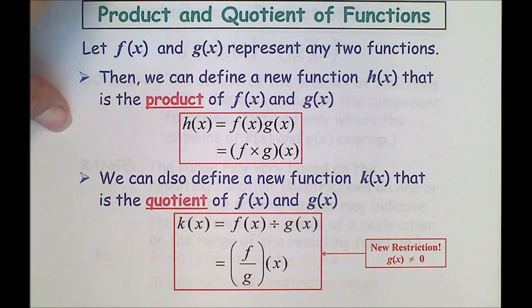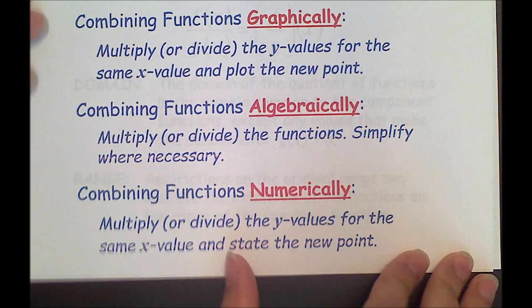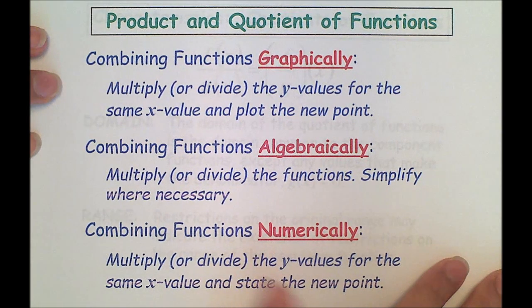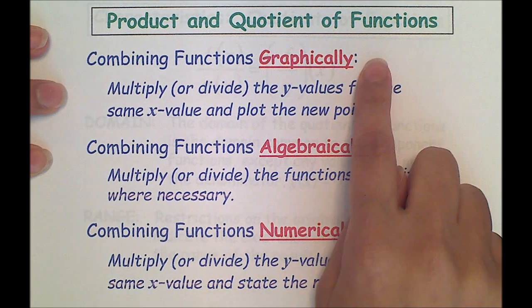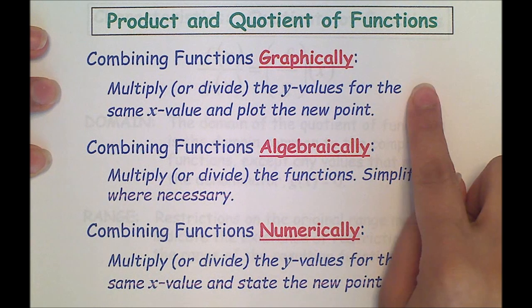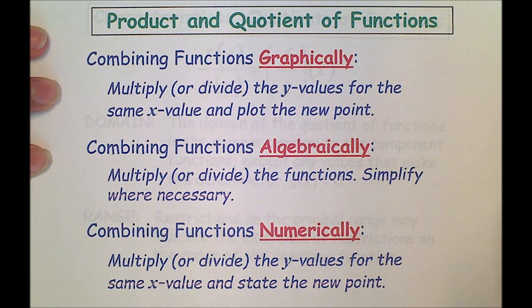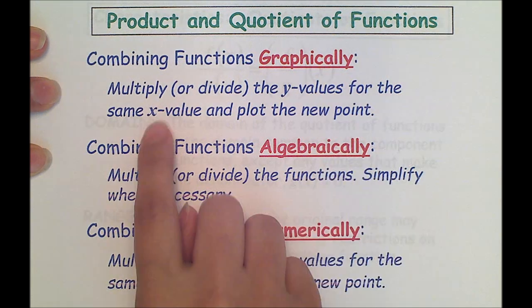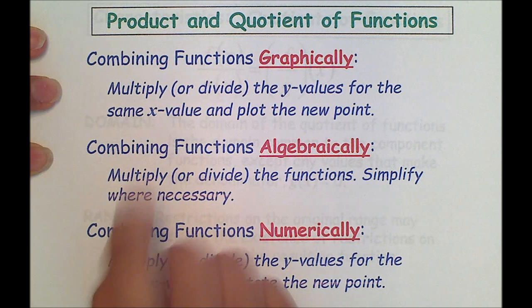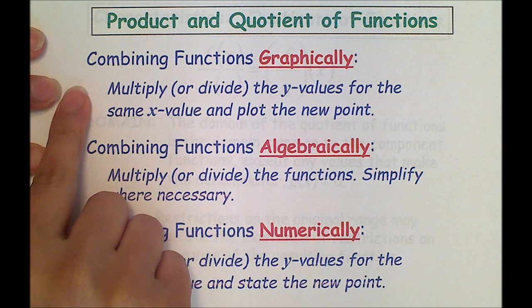Okay, so how do we combine these functions through multiplication and division? Well, we'll look at it in three different ways. We'll look at it graphically, algebraically, and numerically. So graphically, if you have f of x and g of x in terms of a graph, what you would do is find common x values, and take the y values that correspond to those common x values and multiply or divide them. Okay, so we'd multiply or divide the y values for the same x value, and then you can plot the new point.